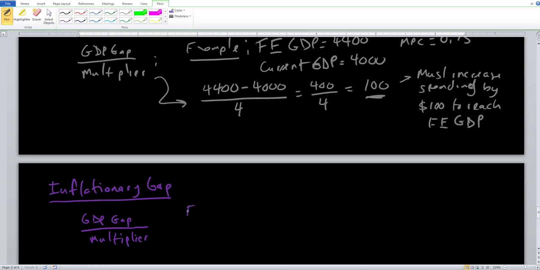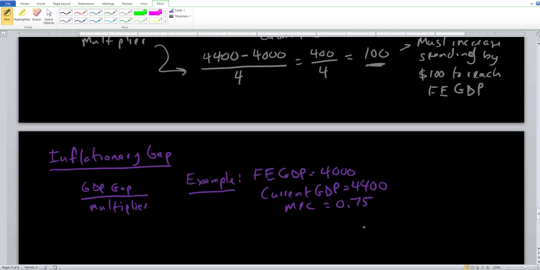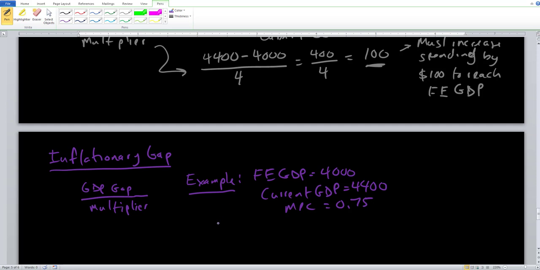Suppose, once again, I give you a quick example, just changing a few of these numbers up. Suppose that I tell you that full employment GDP is equal to 4,000. Current GDP is equal to 4,400. Just switching these numbers up. And MPC, as before, is equal to 0.75. Combining all these numbers into our formula, we need to take the GDP gap. Remember, you want to put full employment GDP first. So that's 4,000, subtract out current GDP, which is 4,400, divided by the multiplier, which is equal to 4.